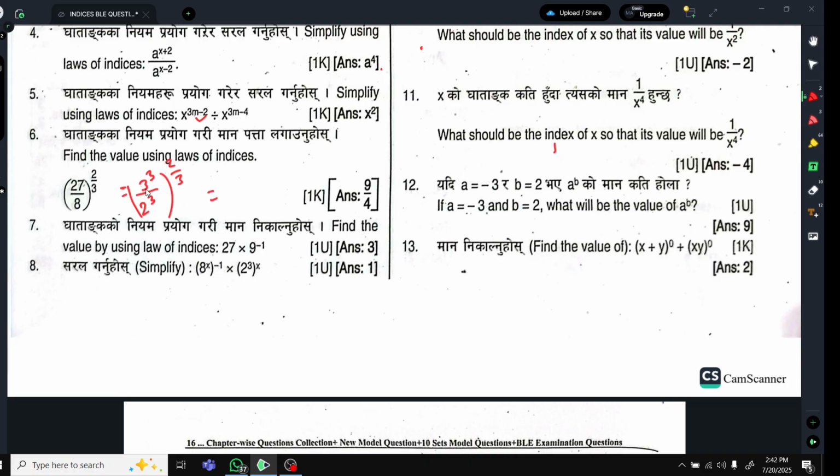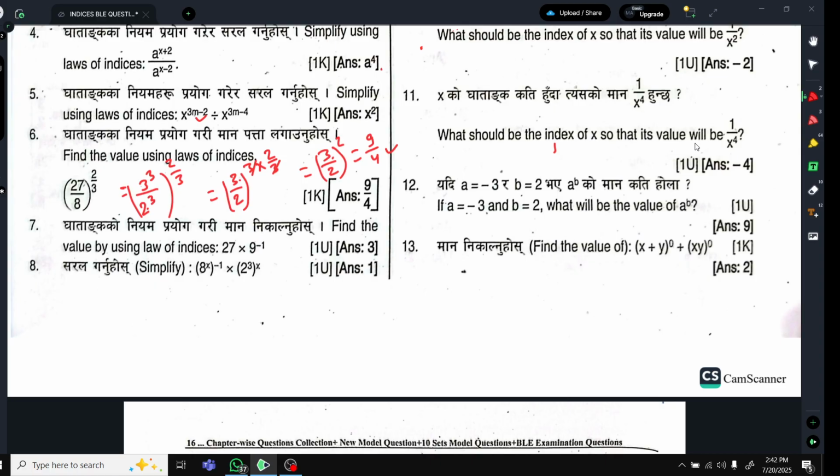Now if 3 and 2 both are having the same power, we can write them together by making (3 by 2) whole to the power 3. So this 3 is for the numerator and also for the denominator, and the power we have is 2 by 3. 3 and 3 are reduced and we have (3 by 2) to the power 2. That is equal to 3 power 2 gives us 9 and 2 power 2 gives us 4. 9 by 4 is going to be the answer for this question.